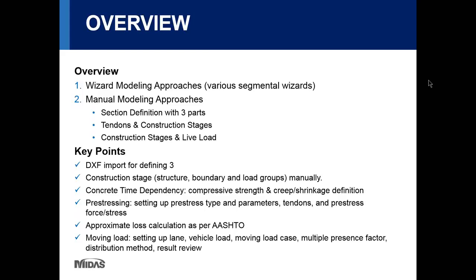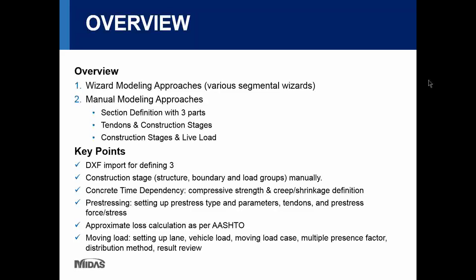And live load, I'll also be staying with the same model and continuing on that portion. The key points, which I covered briefly too, are DXF import for defining three different parts, and construction stage: defining construction stages and how to set them up. If you have used Civil, you're probably familiar with these terms: structure, boundary, and load groups, defining them manually, and how to assign them to each stage to simulate the actual staging that's happening for you.